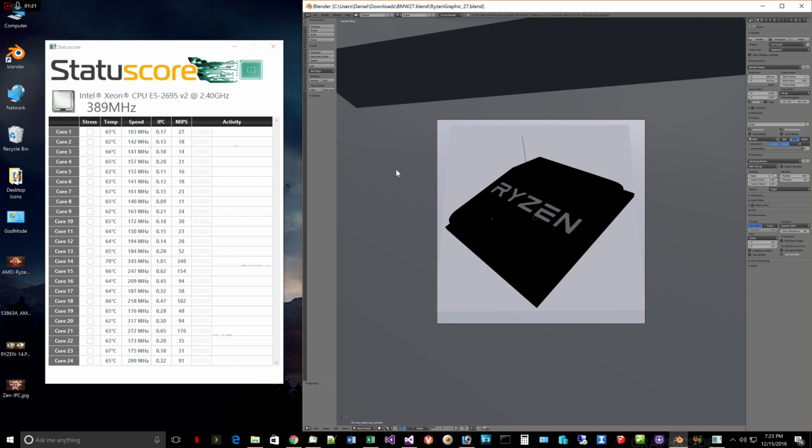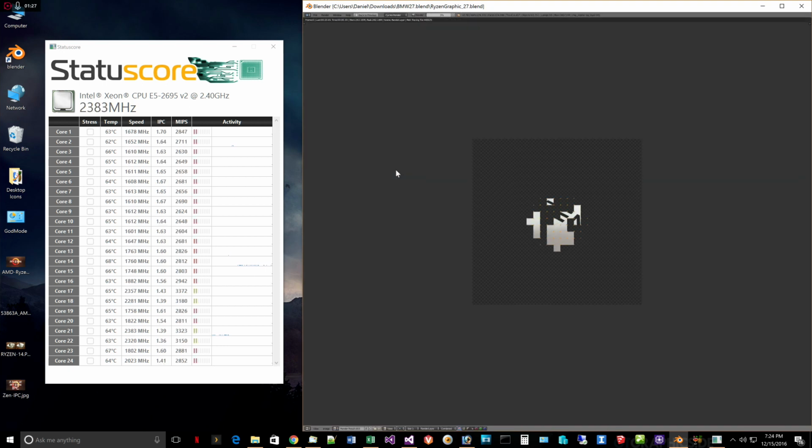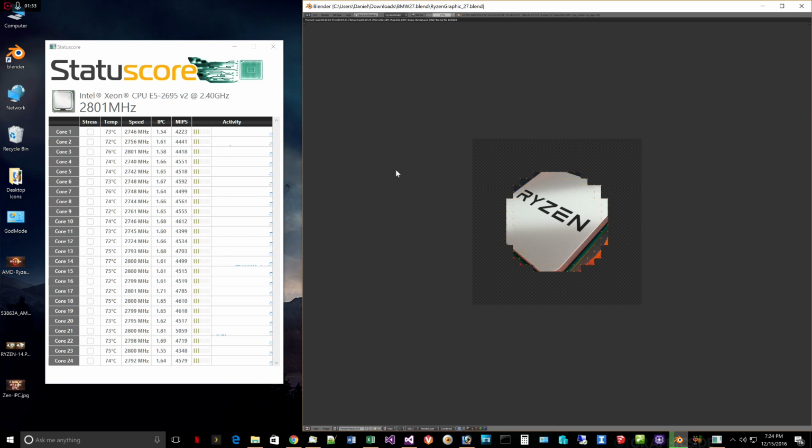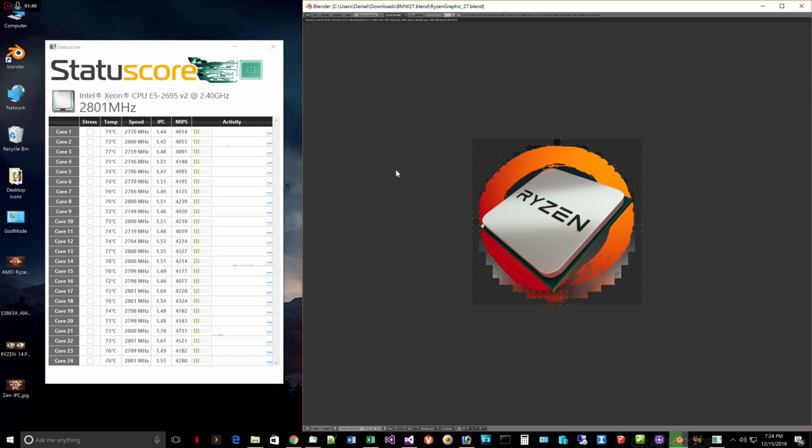So I'm going to go ahead and start the benchmark now, and just keep your eyes on the screen and see what happens. Press F12 and we are going. As you can see, the activity graph has lit up and the image is being rendered. We see an average IPC of about 1.6 and an average MIPS of about 4.3, maybe 4.4. And like I said, all of the cores are locked in at about 2.8 gigahertz.